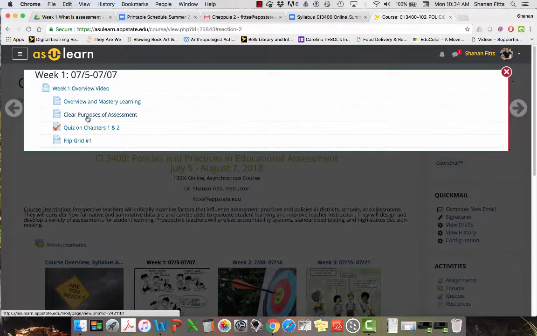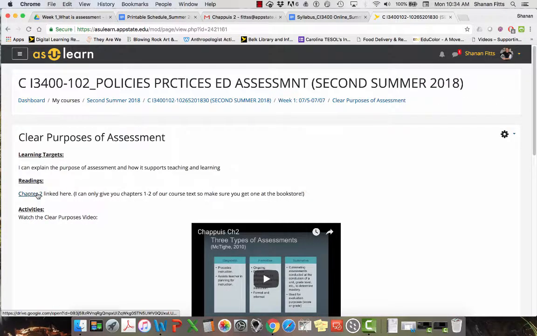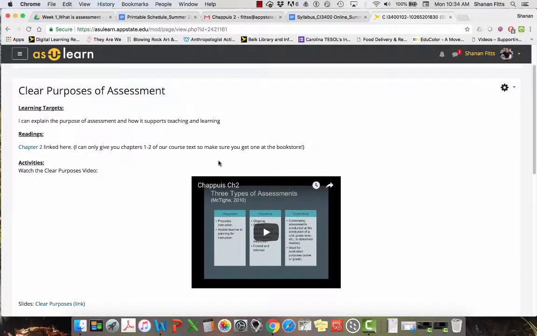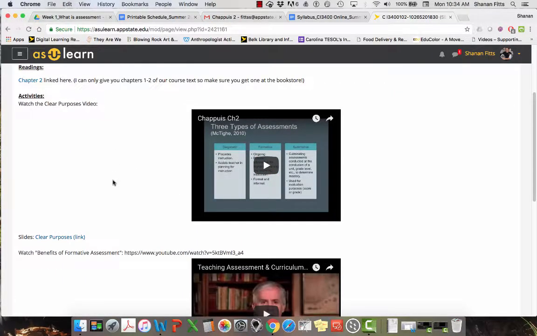This page goes to chapter 2, clear purposes of assessment. For that, I have the chapter linked here in the event that you are still in the process of getting your text. I'm only linking the first 2 chapters, so make sure you go out and get that text this week, please. This is, again, a little lecture that goes over chapter 2, but it is useful to actually read the chapter. And here are the links to the slides.